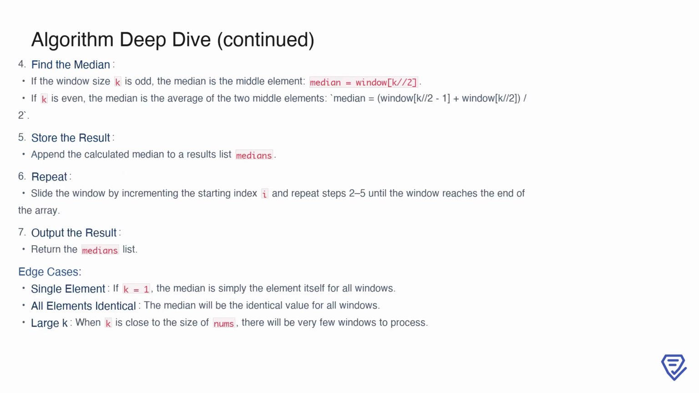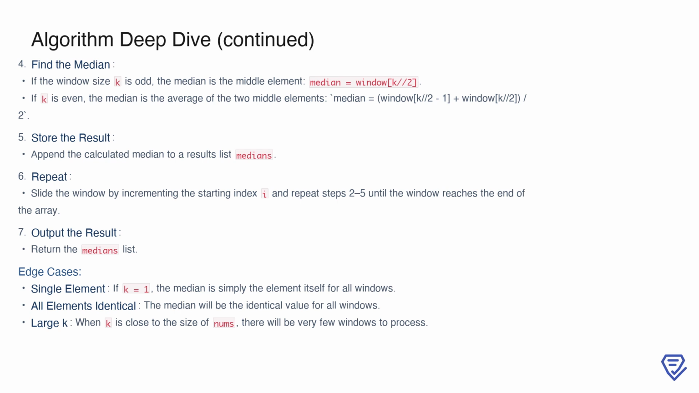After sorting the current window, the next step is to find its median. For a window of odd size, the median is the middle element, located at index k//2 of the sorted window. For an even-sized window, the median is calculated as the average of the two middle elements, specifically window[k//2 - 1] and window[k//2]. Once the median is computed, it's appended to a results list called medians. This process is repeated by sliding the window one position to the right, incrementing the starting index, and recalculating the median for the new window.